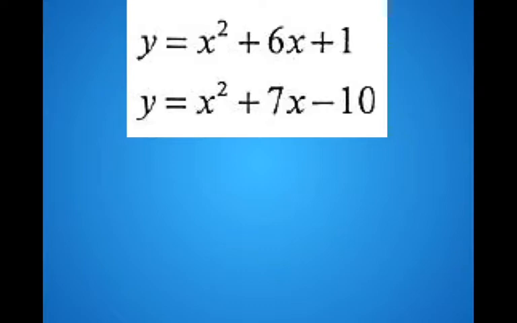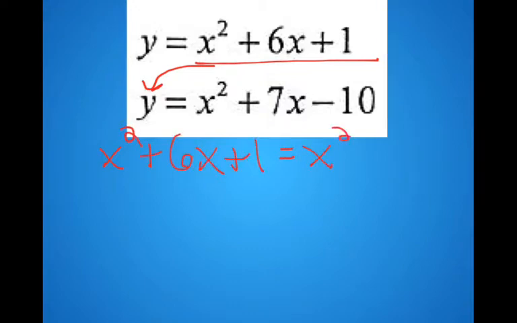Okay, this one was causing some troubles today. So we're going to take this and plug it in for the other equation for y. So it's going to be x squared plus 6x plus 1 equals x squared plus 7x minus 10. So now we're going to subtract x squared from each side. That's going to cancel out, and that's going to leave us with 6x plus 1 equals 7x minus 10.